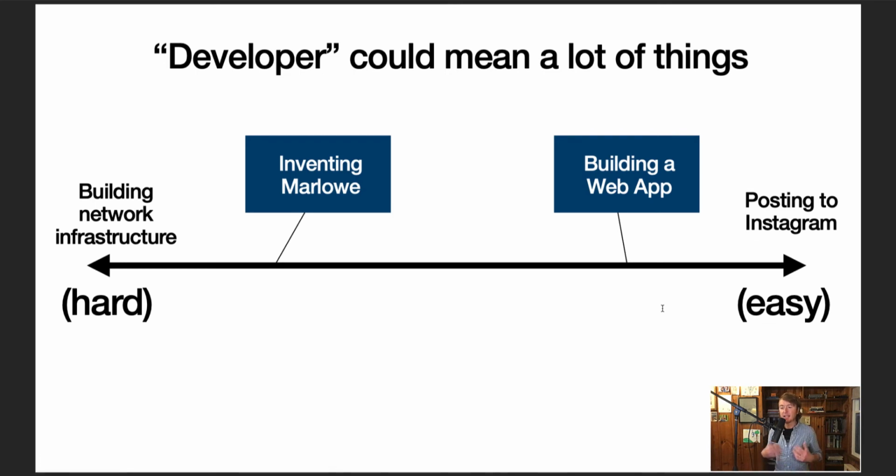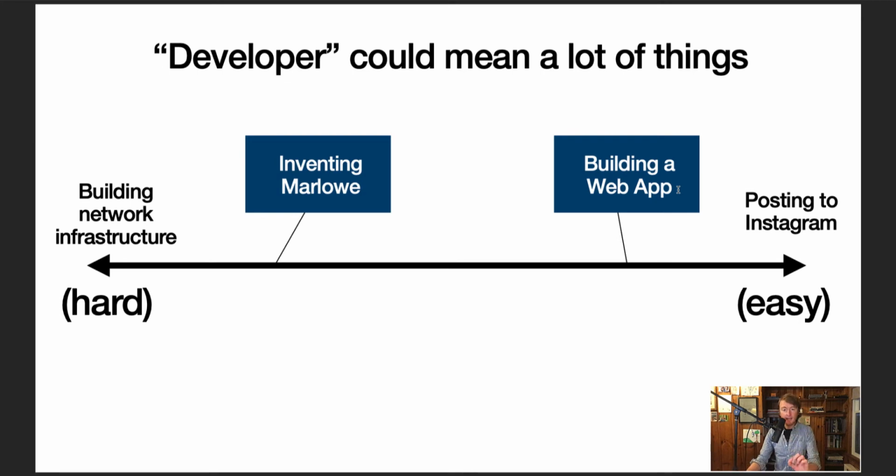I think a lot of times it's easy to have this monolithic idea about what a software engineer or a developer is. But the truth is, inventing Marlowe, that's really, really hard. Inventing a domain-specific language to be used on a blockchain, that's hard. But building a web app has actually gotten a lot easier. You still have to pay attention. You still have to practice it and study it a bit to be able to make the most of it.